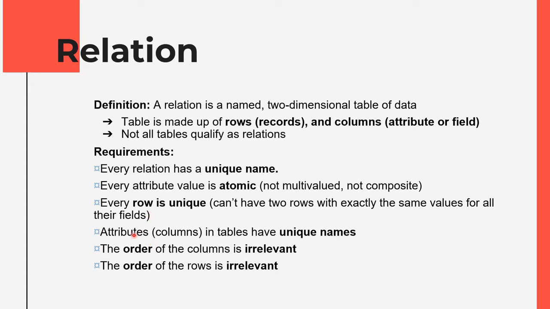Attributes, which correspond with the columns in the table, have a unique name, and the order of the columns is irrelevant, and the order of the rows is also irrelevant.